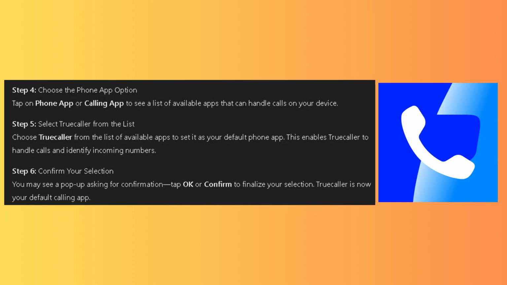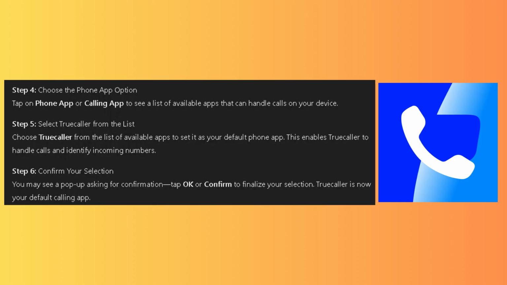Choose the Phone app option. Tap on the Phone app or Calling app to see the list of available apps you can use to handle calls on your device. Select Truecaller from the list. Choose Truecaller from the list of available apps to set it as your default phone app. This will enable Truecaller to handle calls and identify incoming numbers.